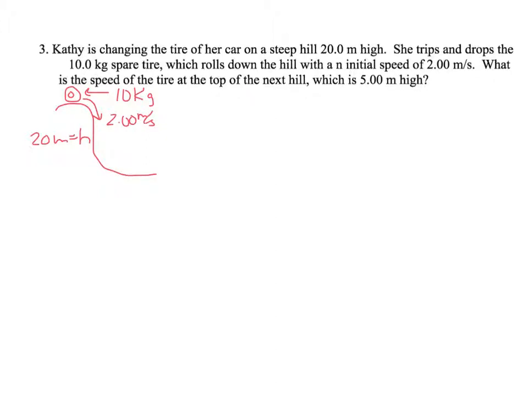We want to know what the speed is of the tire at the top of the next hill, which is 5 meters high. So somehow there must be another little hill after it rolls down. And we want to know at the very top of that hill, which is 5 meters in height, what its final velocity is.